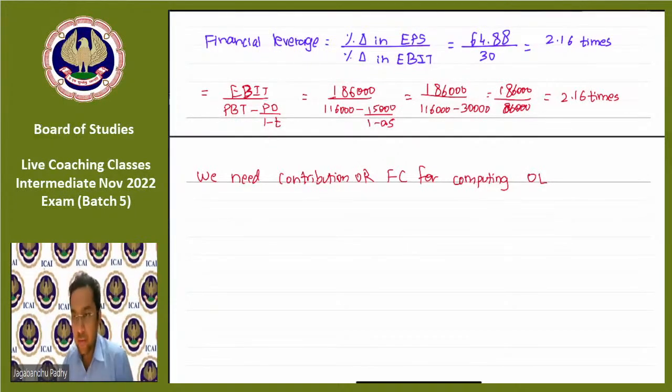Why do we take preference dividend in financial leverage calculation? Hiral, because preference dividend is again a type of fixed obligation upon you, which you need to pay. Preference dividend is a type of fixed obligation, and therefore you need to consider that as a part of your financial leverage.